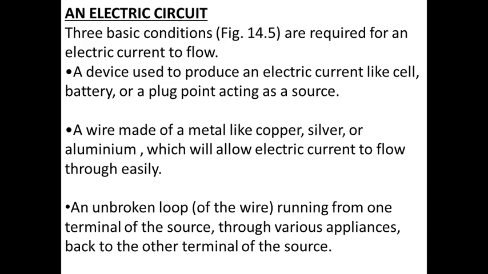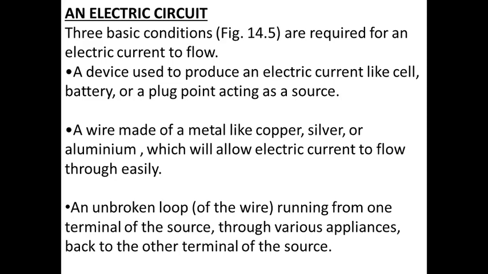Next, wires are important. The source is there, the bulb is there, but where is the connection? That connection is because of the wire. So wires are also important, and those wires are made up of copper, silver and aluminium. We cannot use silver as it is very expensive. So normally we use copper and aluminium wires, in which electric current can flow easily.